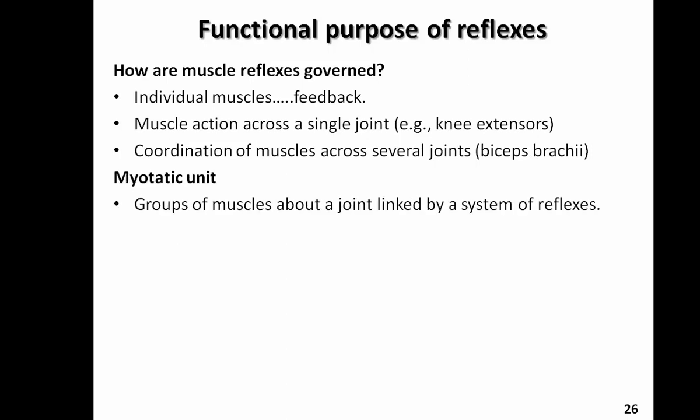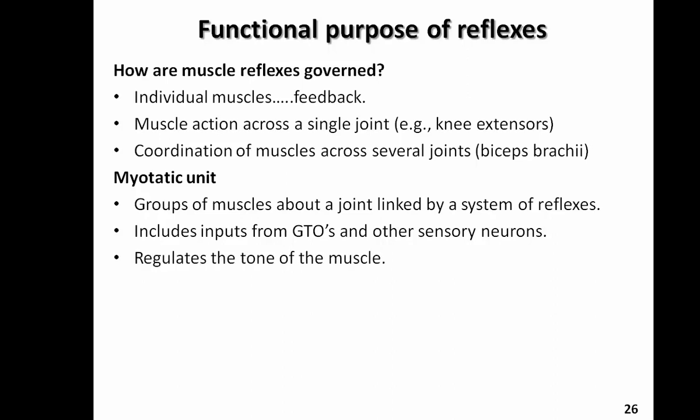The myotatic unit is a term that refers to groups of muscles surrounding a joint that operates in an efficient manner enhanced by reflexes. And one such reflexive action that helps to coordinate these muscles are from Golgi tendon organs and other sensory neurons. And so those sensory neurons will arise from muscle spindles, the joint itself, as well as the skin. And this myotatic unit and all of this sensory information will help to regulate the tone of the muscle.